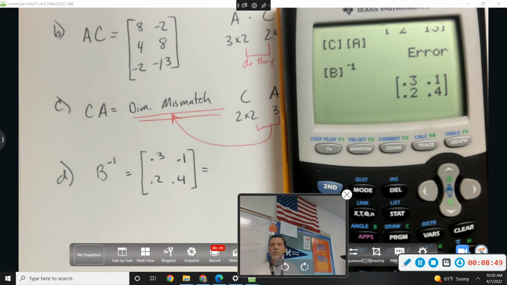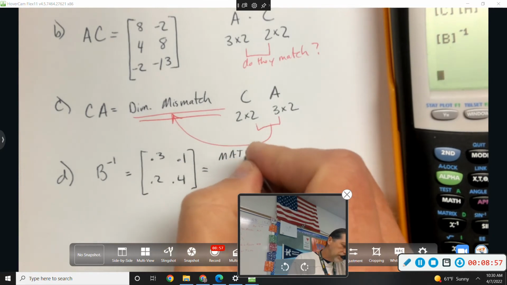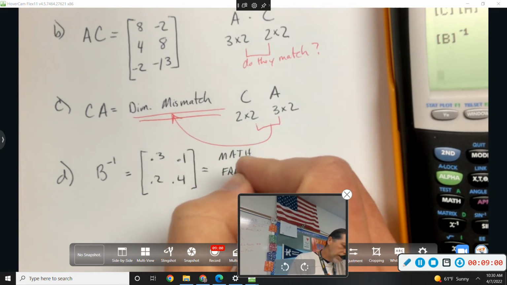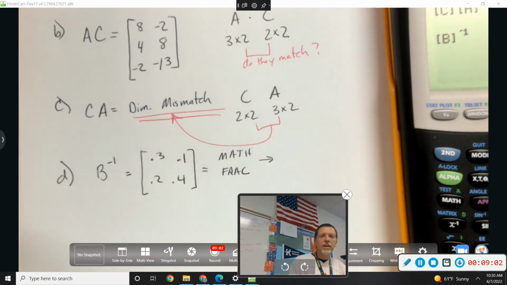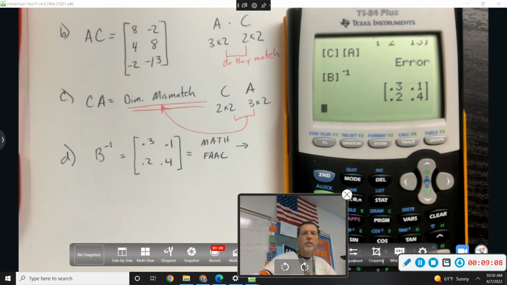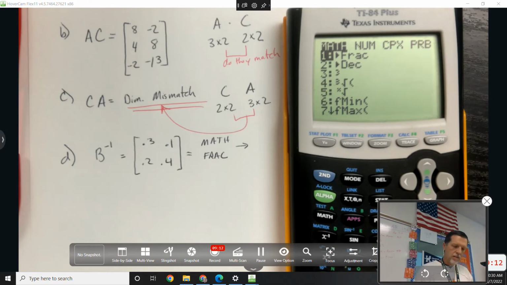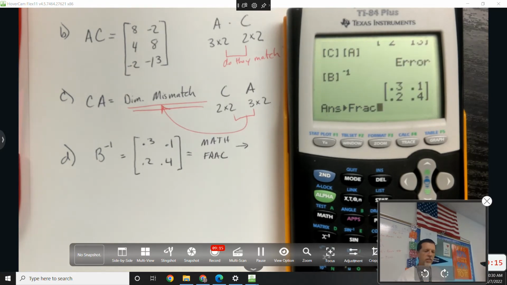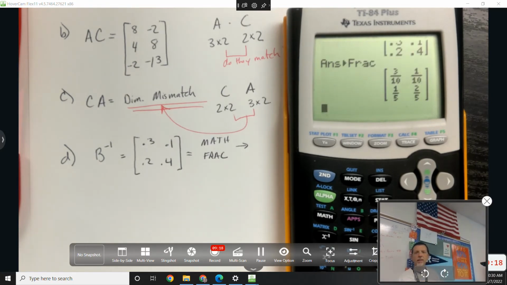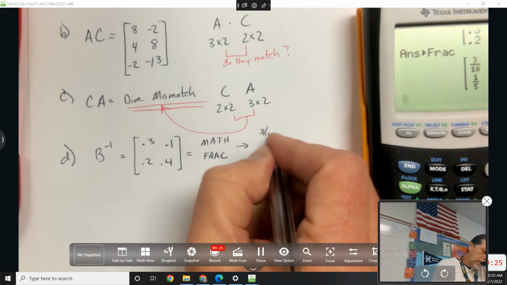Those are easy decimals. But if you get weird decimals, then it might be better as a fraction. I think most of you are familiar with the math frac button that turns crazy decimals into sometimes simple fractions. Well, it works here too. So hit the math button. The first option is turn it into a fraction, and it takes that matrix and turns it into a fraction matrix. 3/10.